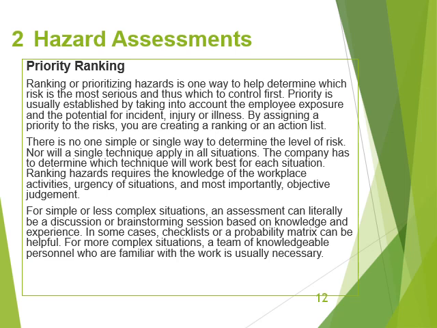Priority ranking. Ranking or prioritizing hazards is one way to help determine which risk is most serious and thus which to control first. Priority is usually established by taking into account the employee exposure and the potential for incident, injury, or illness. By assigning a priority to the risk, you are creating a ranking or an action list.